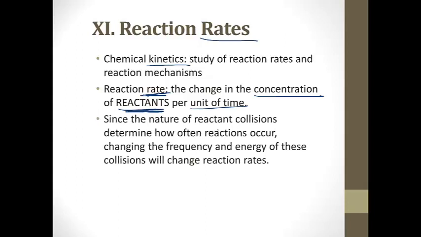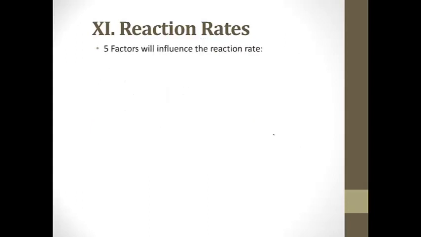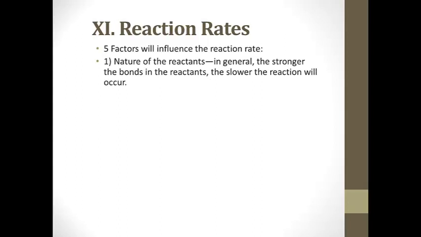Since the nature of the reactant collisions determines how often reactions occur, changing the frequency and the energy of these collisions will change the reaction rate. So if you can make the reactants collide more often, or you can change the amount of energy involved in the collisions, you can affect how fast the reaction goes. Five factors can influence the reaction rates. One, which you can't change, is just the nature of the reactants.